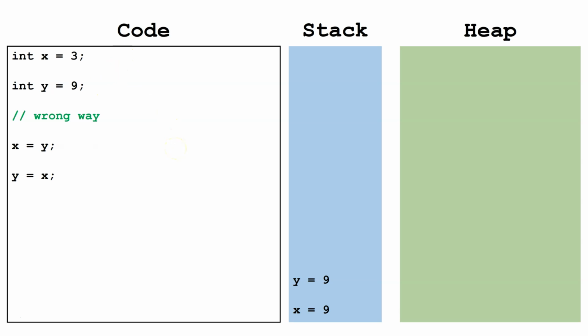Now let's look at the right way. We start by creating a temp variable and copying the value of x into the temp variable. Next, we copy the value of y into the variable x. Finally, we copy the value of temp into the variable y. Now the values are switched. y is 3, x is 9, compared to the other way around.